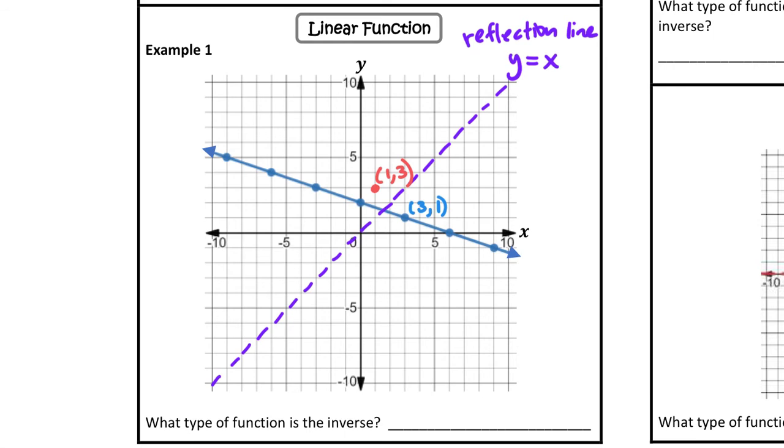So you can do that. You can keep this going. You can pick this point. What's the coordinate of this point? It's 0, 2. And then if I switch it, it'll be 2, 0.